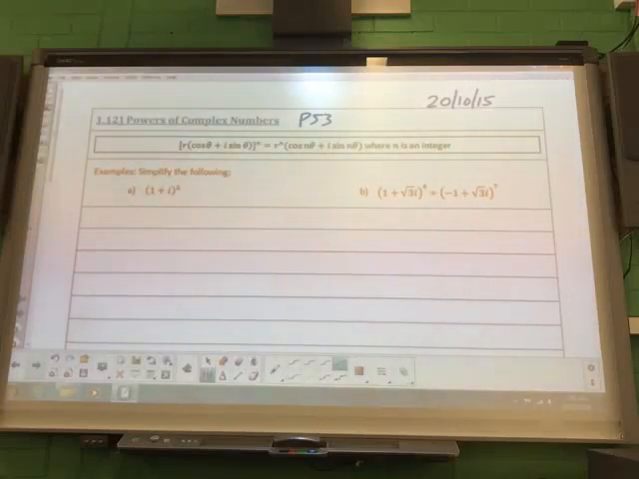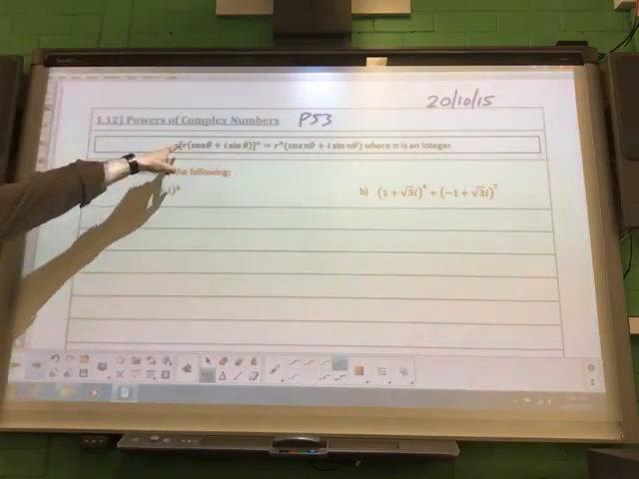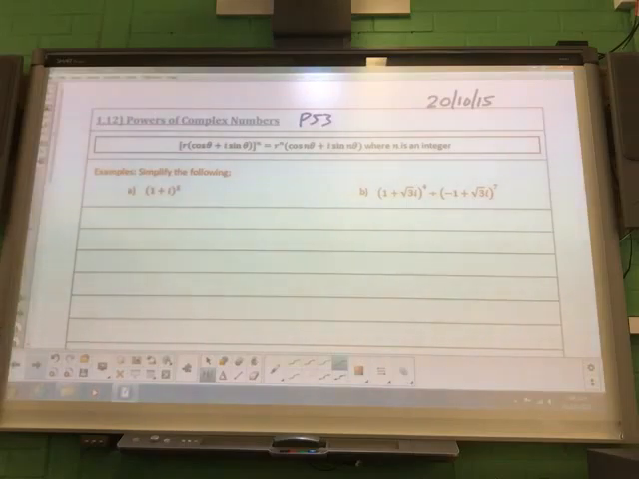Right, so previously we have looked at De Moivre's theorem. That's when we represented a complex number in polar form, so that's cos theta plus i sine theta, and we take all that to the power of n. What that means is we take cos of n theta plus i sine of n theta. Now when we have the modulus, that's not 1.